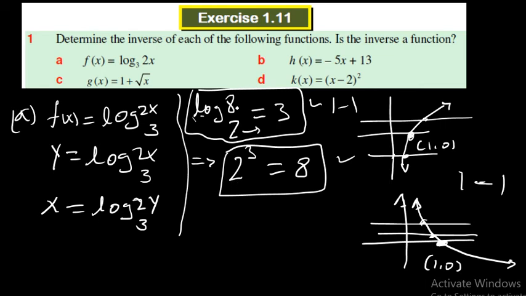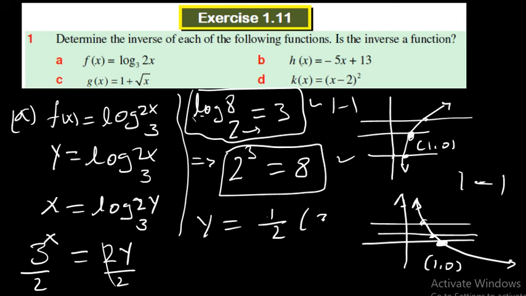So logarithm of 8 to the base 2 is the same as 3, so that 2 to the power of 3 is equal to 8. So the base for the logarithm will be the base for the exponential. The result of the logarithm will be the exponent in the exponential. So here, 3 is the base in the logarithm. So 3 to the power of x is equal to 2y. Then divide by 2 on both sides. When you divide by 2, the y value will be 1 over 2 times 3 to the power of x, or you can say 3 to the power of x over 2.